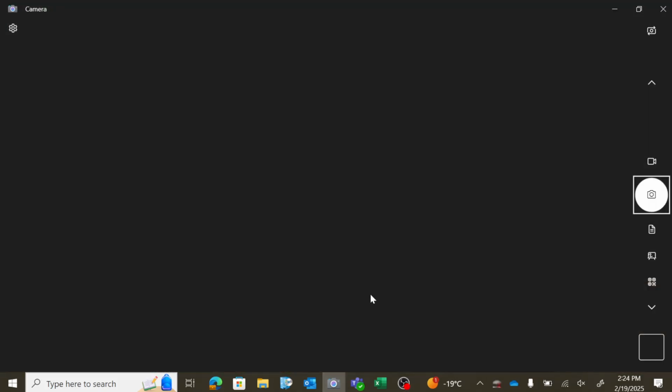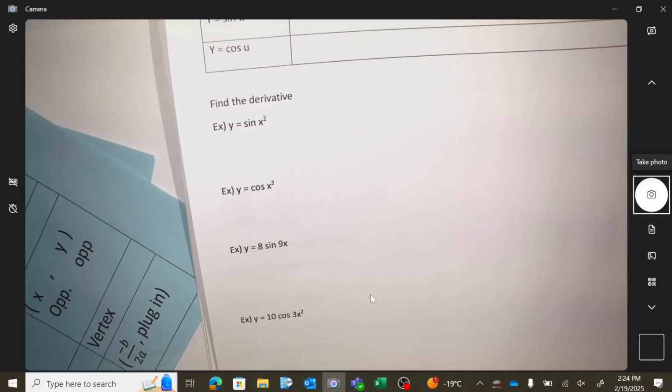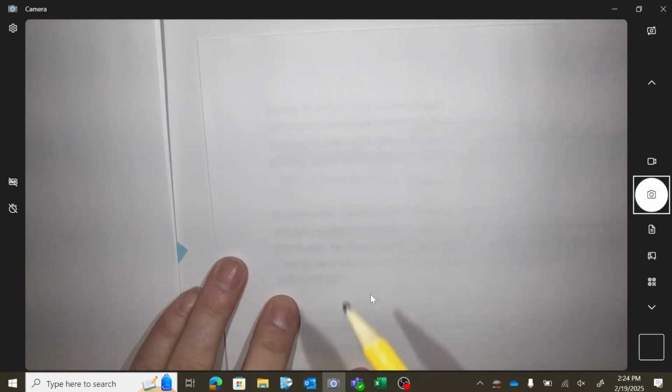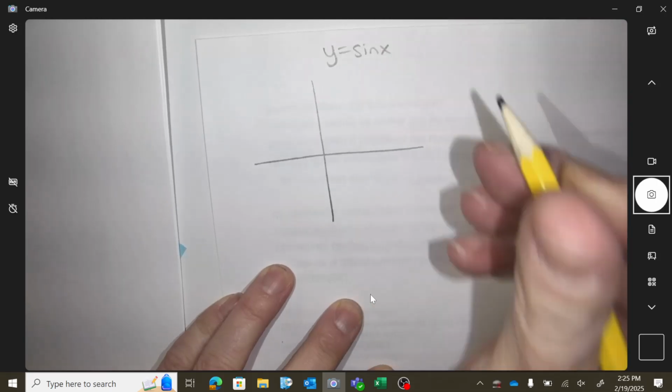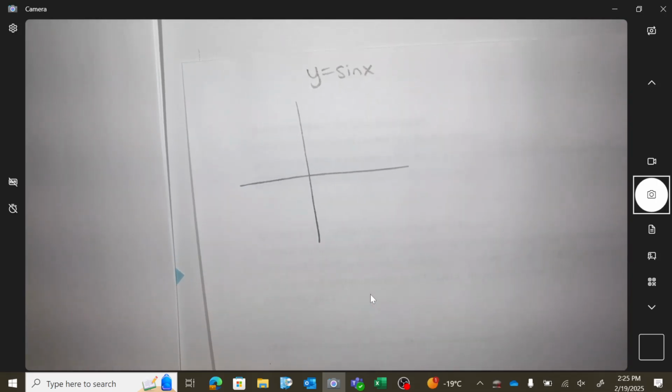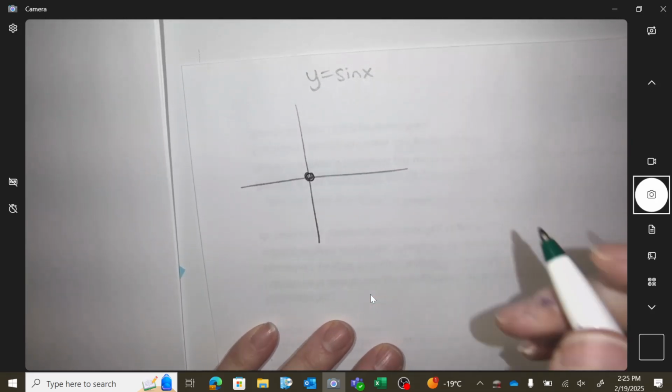Okay, so trig. All right, so let's talk about a trig curve. How do you graph a sine curve? Where does it start? In the middle. And then where should I go after that? Up.